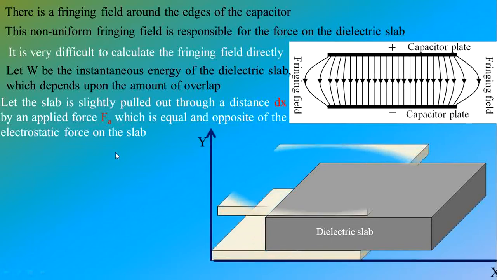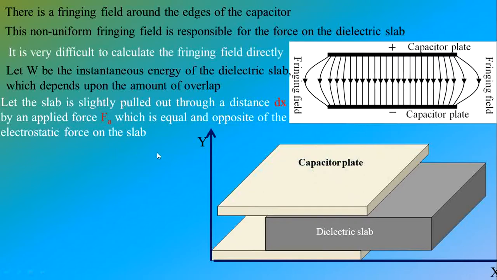Consider a dielectric slab which is partially inserted in between a capacitor plate. The capacitor plate has a width B on this side and a length L on this side. Now we are applying a force on the dielectric slab so that we can pull this dielectric slab through a distance x. In this way, the dielectric slab is partially inserted in between the capacitor plates where x has some free air and L minus x has the dielectric slab.